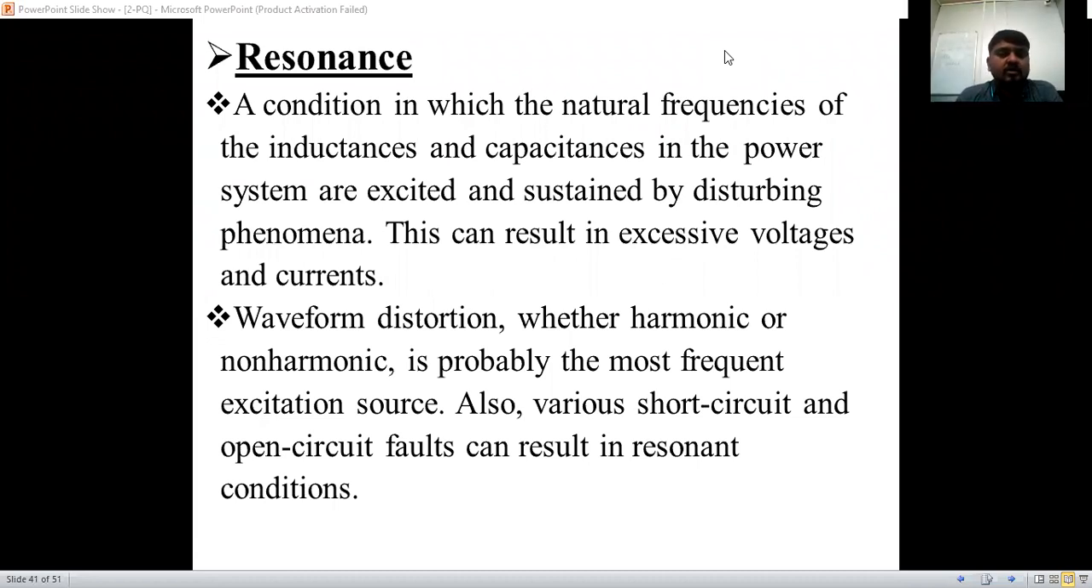So that is called resonance. During harmonics, resonance will cause the voltage or current to rise heavily. When will resonance occur? What are the different types of resonance? What is the effect of resonance on the power system? We are going to discuss this in this class.